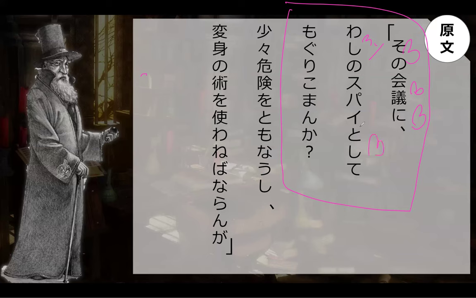Moguri komu. Komanaika? Won't you? Mogurikomimasenka? It's basically "will ya," or I guess "won't ya" is more accurate. Will you crawl in as my spy? He put him in such a difficult situation here.